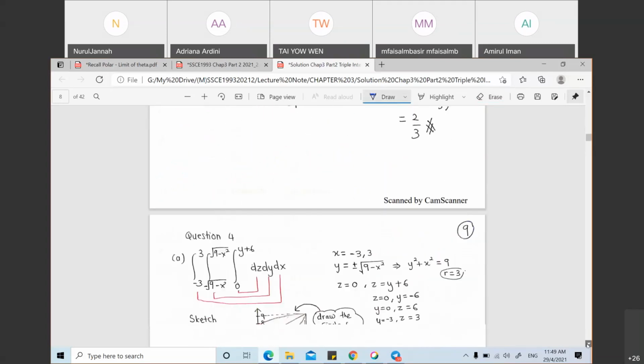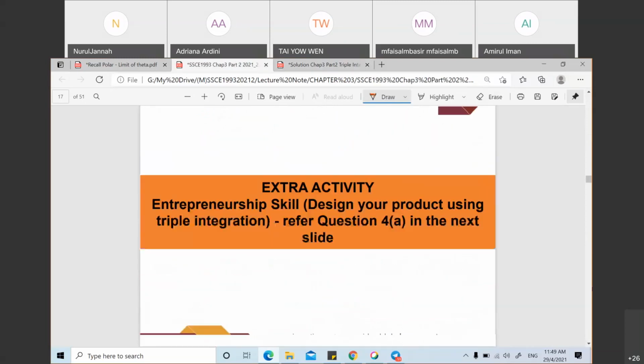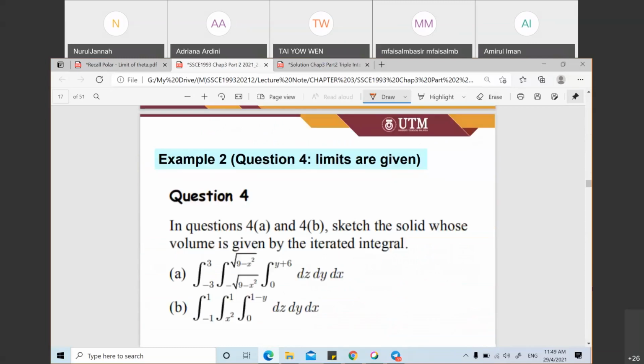Can you see example question 4? Okay, sketch the solid. And okay, for A, we have this.